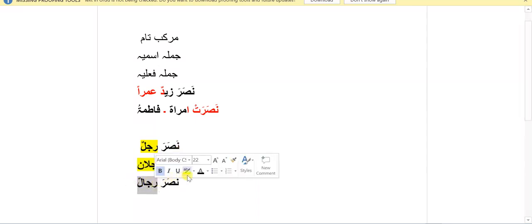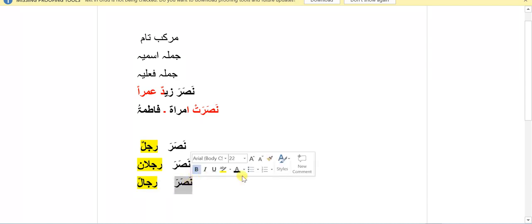Look at this example carefully. I am saying nasara rajulun, one man helped. Nasara rajulani, two men helped. And nasara rijalun, more than two men helped. In the first sentence, the fa'il is wahid. In the second sentence, the fa'il is tasniya. In the third sentence, the fa'il is jama. But in these three sentences, we will see the fail is wahid.